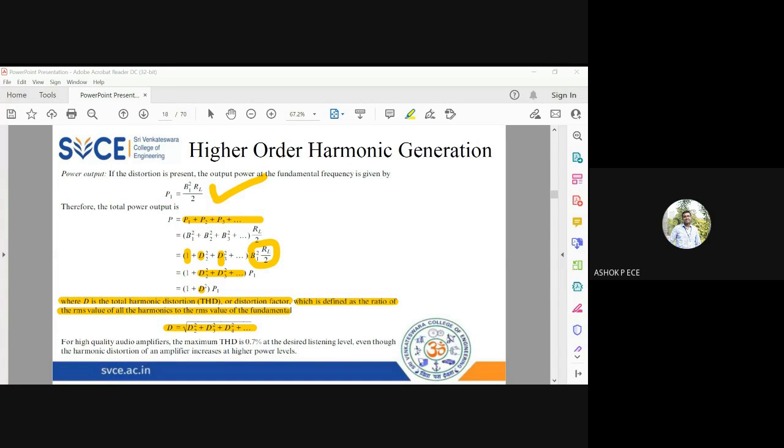But you know, the ideal and practical cases will not always match, right? So we ensure that this D value is kept as low as possible. See here, for very high quality audio amplifiers, the maximum THD you can have is 0.7 percent, so it is 0.007. The THD value is 0.007 at the desired listening level, even though the harmonic distortion of an amplifier increases at higher power levels. So you see how low the value of THD has to be.